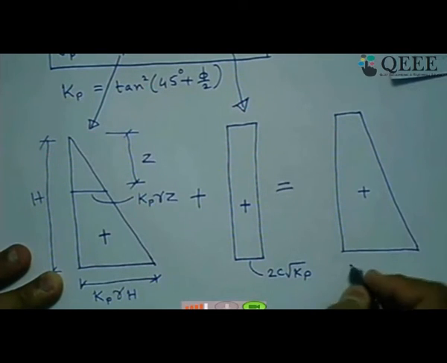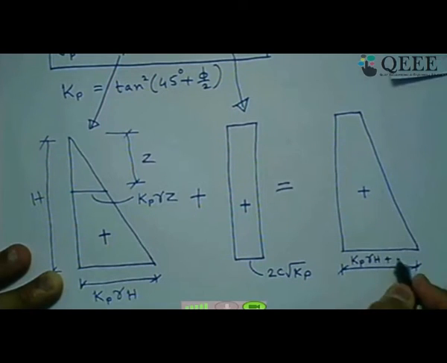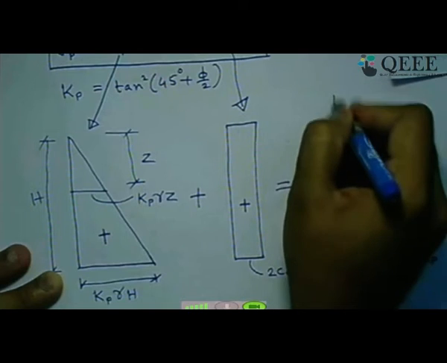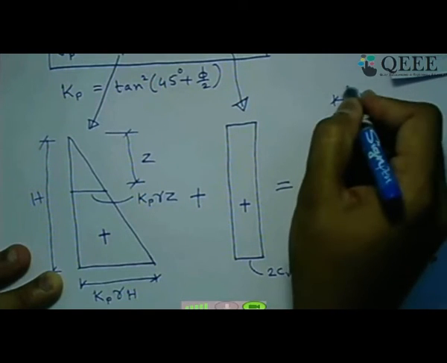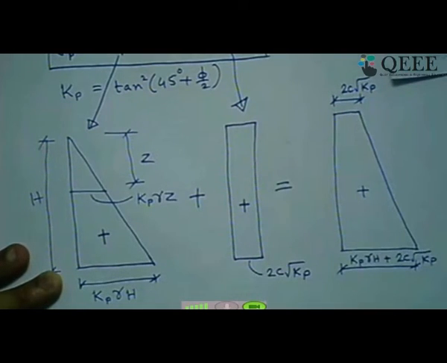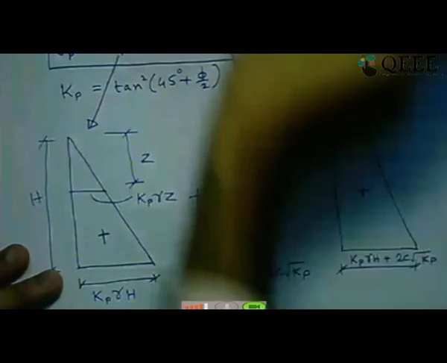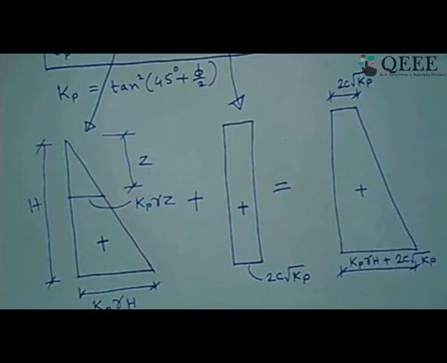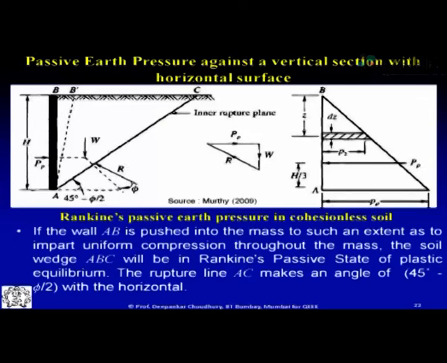So here we have the value of Kp gamma h plus 2c root Kp, and on top here you have the value of 2c root Kp. Okay. So that gives us the passive earth pressure distribution as per the Rankine theory. Now let us come back here and look at the slide.